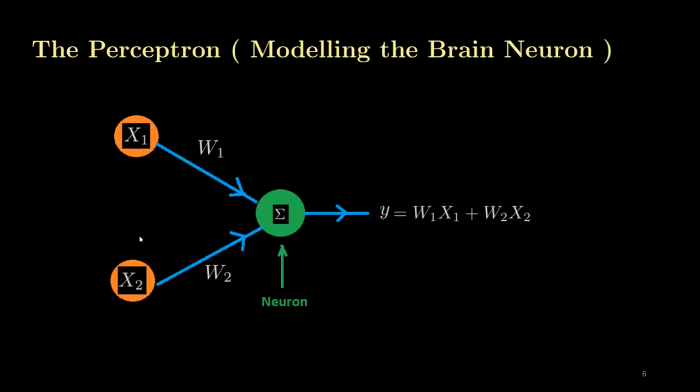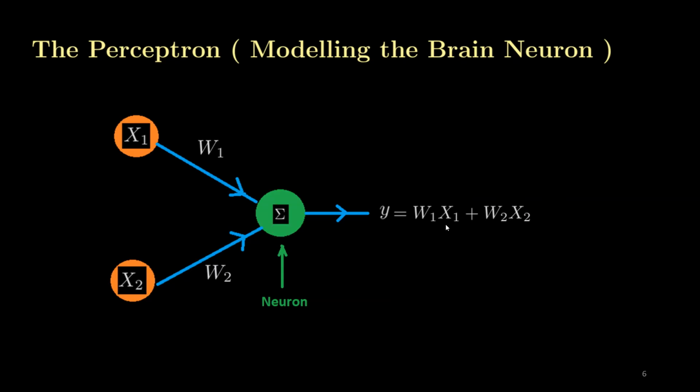Now, here again, we can see the perceptron. Here the perceptron is getting two inputs, X1 and X2. Here we have associated weights with both the inputs. So the weight associated with X1 is W1, and the weight associated with X2 is W2. So what is happening here? This is our perceptron. It is getting input and it is performing addition on the input.